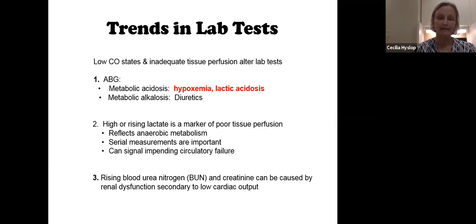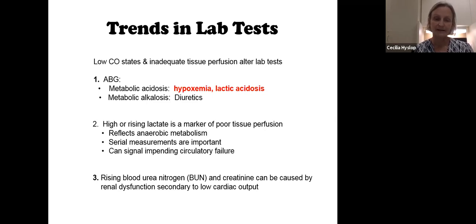So low cardiac output states and inadequate tissue perfusion alter the lab tests. So for your arterial blood gas, we'll be in a state of metabolic acidosis with hypoxemia and lactic acidosis. Metabolic alkalosis could be from diuretics. So if you think back to that arterial blood gas analysis class that we did earlier on, it's important to look at all of the things that might be leading to that.